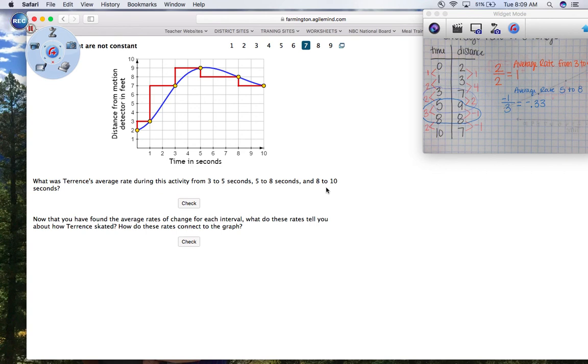Let me find another pen. Oops, I can't find it. Oh, there's a purple. Here we go.